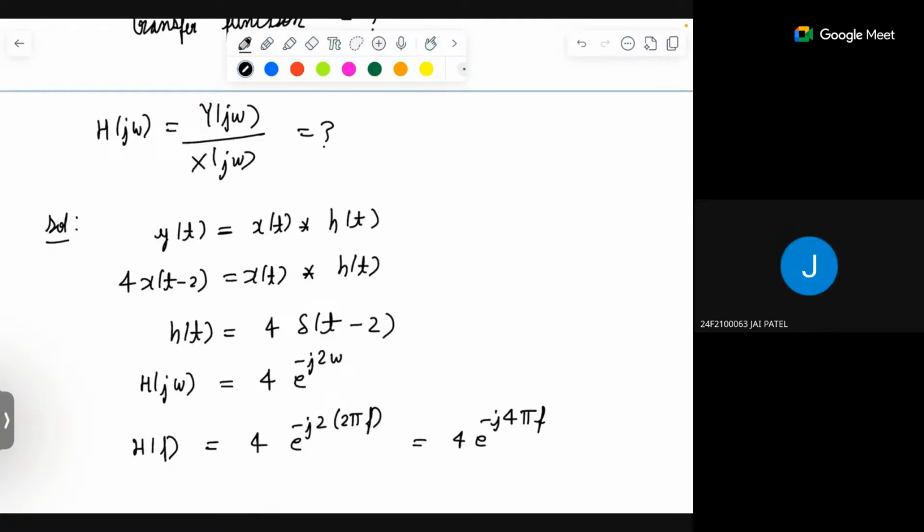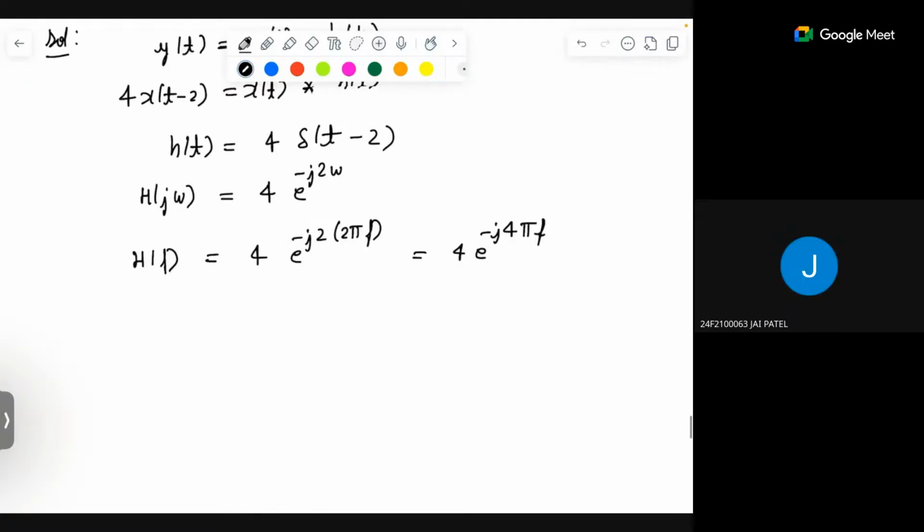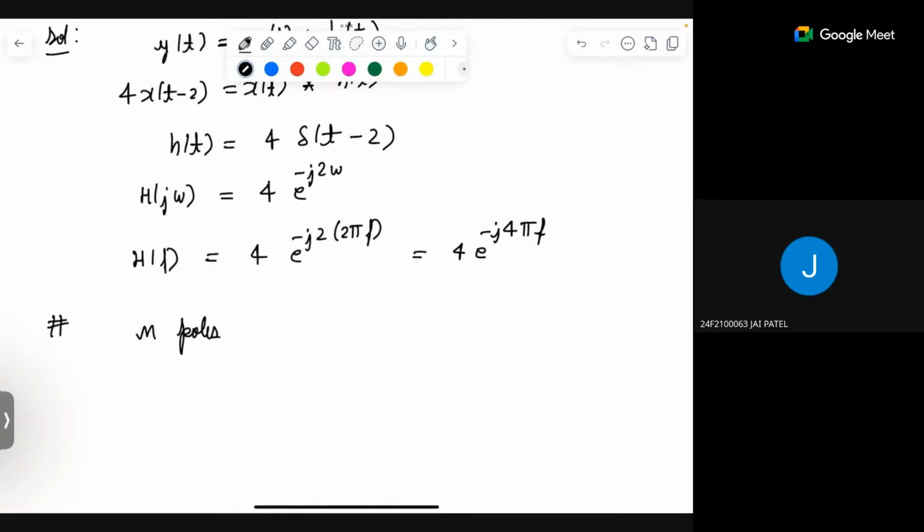Okay, so before we start the next question, it is not related to the next question, but this is something I want to tell you. If suppose there are n poles in my system, then the number of ROCs possible in the Laplace transform will be n plus 1. If there are n poles, the number of ROCs possible will be equal to n plus 1.